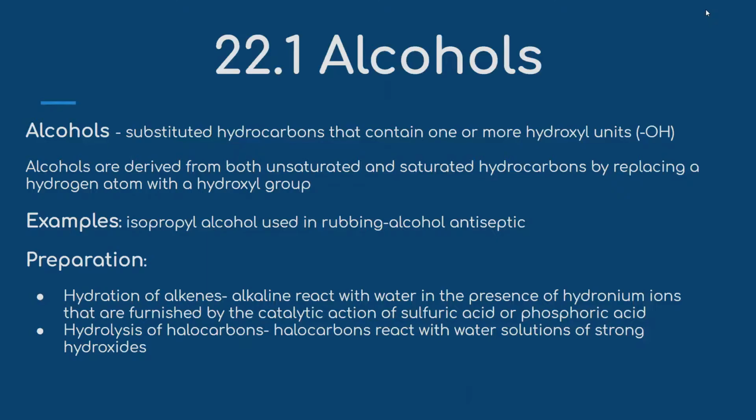In the preparation of alcohols, there are two methods. One of them is the hydration of alkenes, in which the alkene reacts with water in the presence of hydronium ions that are furnished by the catalytic action of sulfuric or phosphoric acid. Another way is the hydrolysis of halocarbons, in which halocarbons react with water solutions of strong hydroxides.